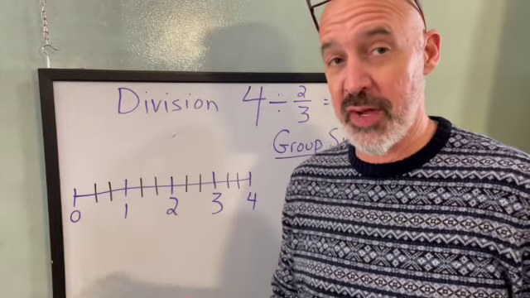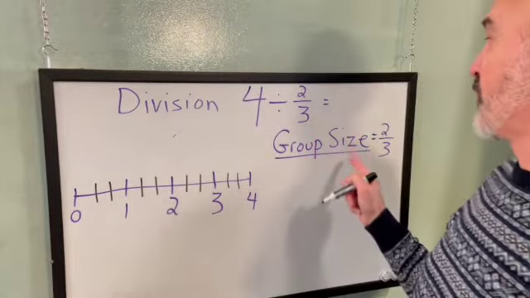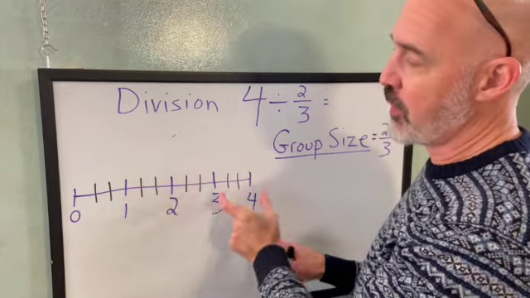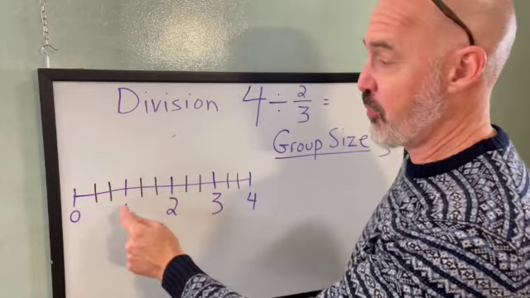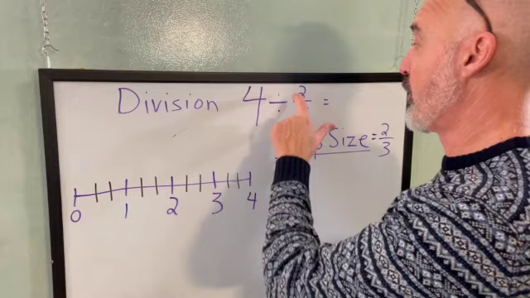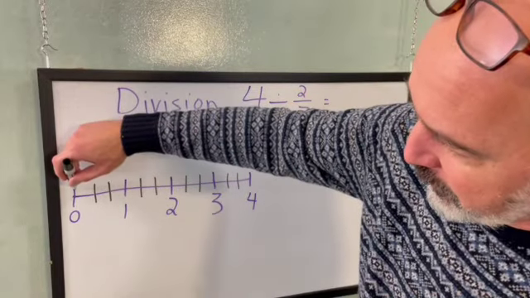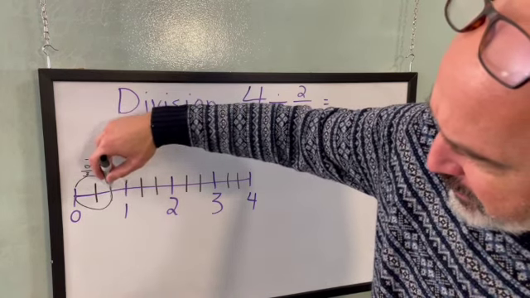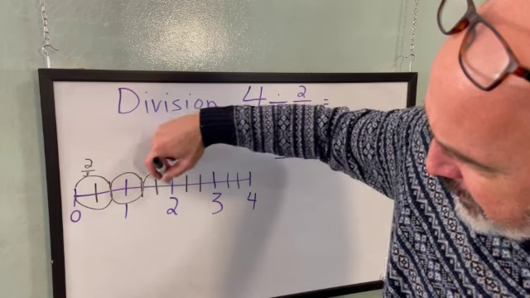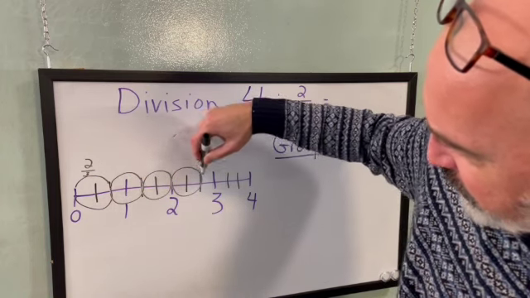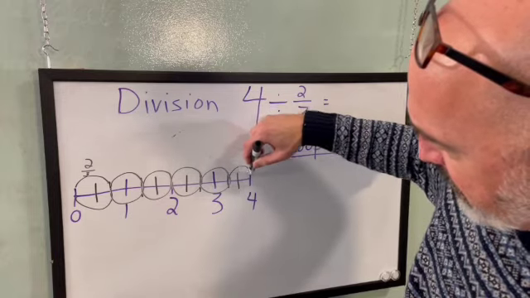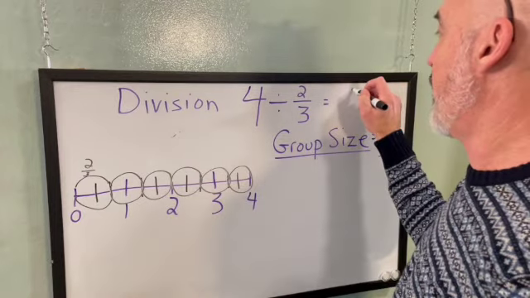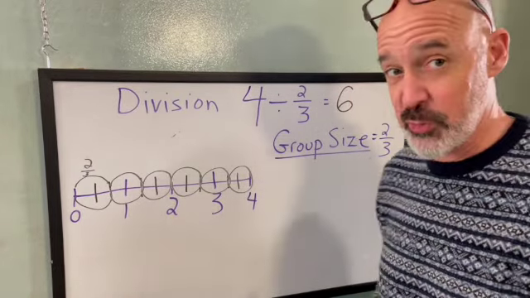Now here I have 4 divided by 2/3, or 4 into groups of 2/3. I've already drawn the number line from 0 to 4. First I skip counted by 1s, then I broke it up into thirds, 3/3 per 1 whole unit. So now I need groups of 2/3. So your child or you could draw and count, that's 1 group of 2/3, and then keep going and be very mindful of how you circle your groups of 2/3. And you can see there's 1, 2, 3, 4, 5, 6 groups of 2/3. So the answer is 6. There are 6 groups of 2/3.